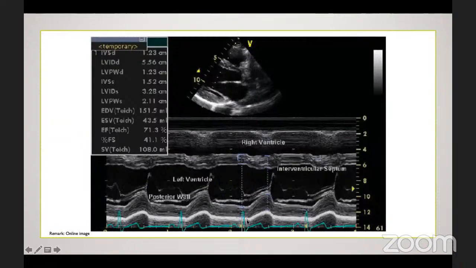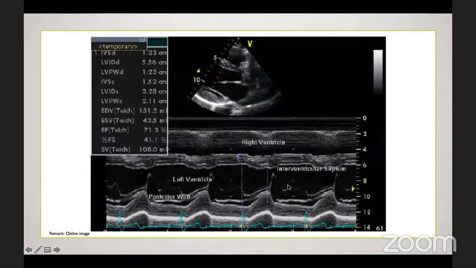So this one here is during the systole, and you can see how the posterior wall and the interventricular septum come toward each other. And this is during the diastole, how they separate and get away from each other. And you can measure these dimensions, assess the fractional shortening, and sometimes you must assess the volume, but we're going to speak about it in a little bit.